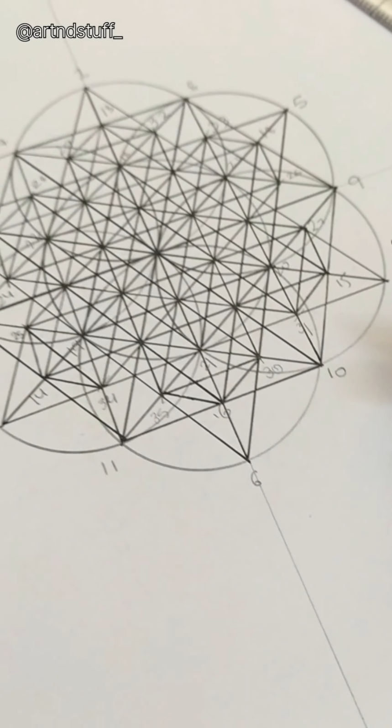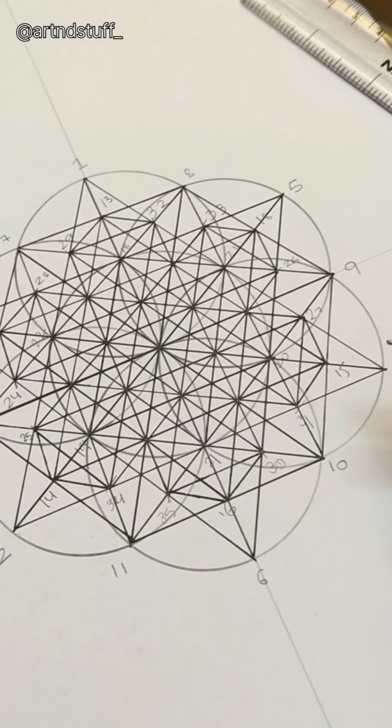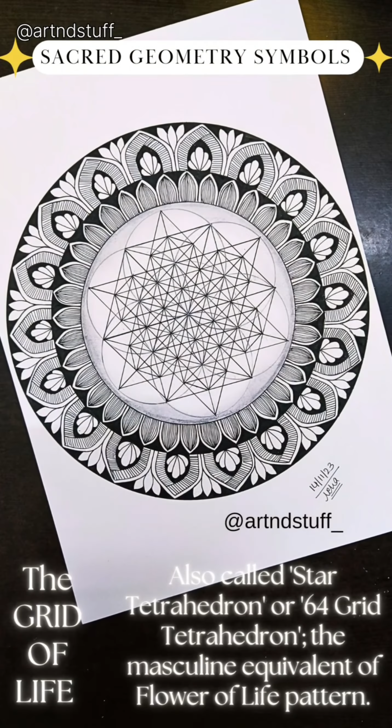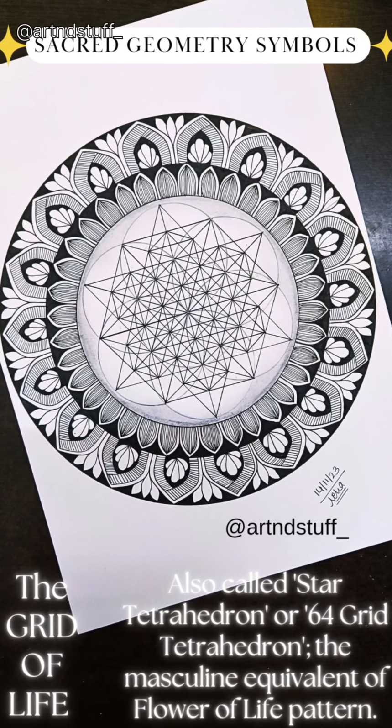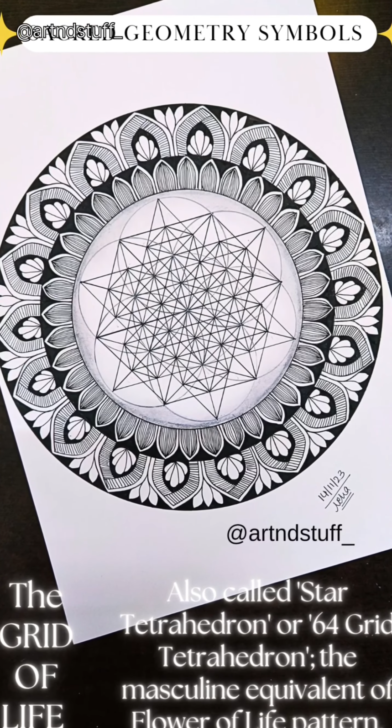So with this, I wrap up the first set of the sacred geometry symbol series, and I'm sure you'll be finding answers to how the universe was created. There are more than 600 symbols in sacred geometry, and I have studied just 8 of them.